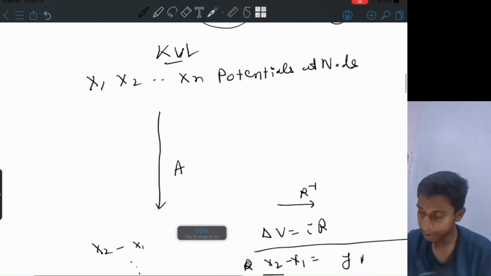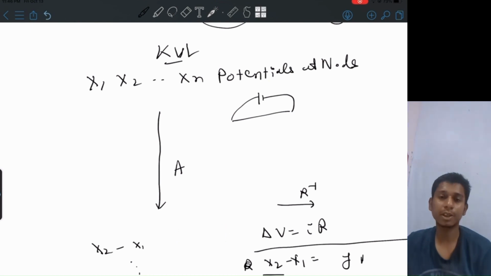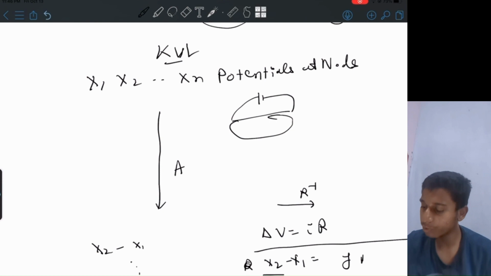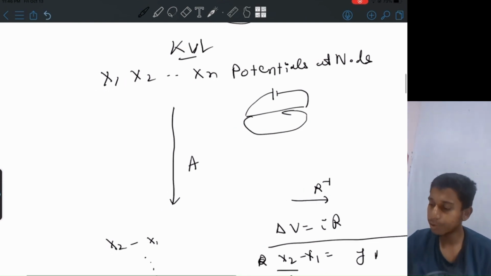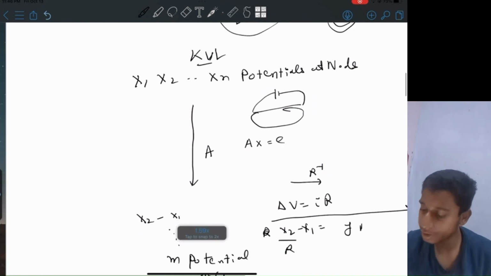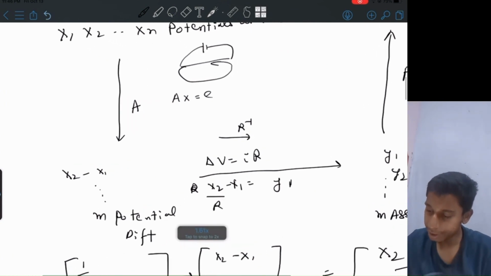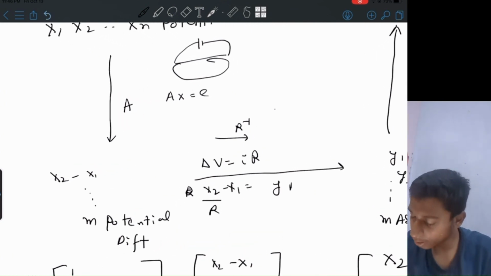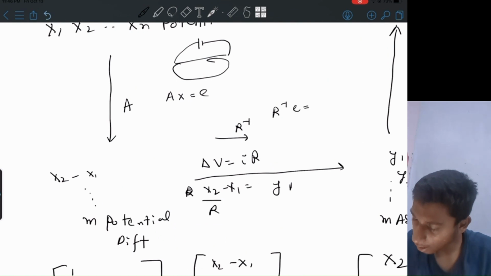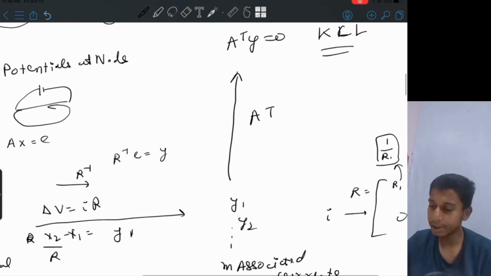And similarly, for the potential terms, we could also introduce external potentials between the nodes, and then the sum over a specific loop won't be 0 but a non-zero value, and that would be adjusted by another constant Ax equals to E. So solving these various parameters, and similarly this is R inverse E is equals to Y, where the potential differences multiplied by the conductance are the currents.